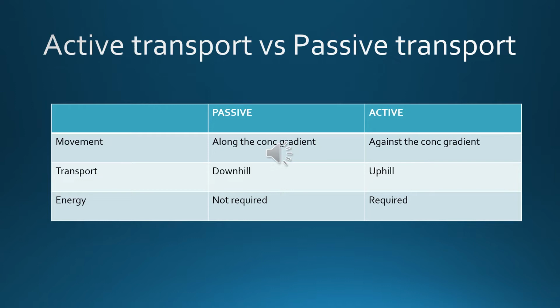If we consider the differences between the passive transport and active transport, the prime difference is in the movement of substances. In passive transport, the movement is along the concentration gradient or down the concentration gradient, whereas in active transport it is against the concentration gradient, and hence the passive transport is known as downhill transport and active transport is known as uphill transport. In passive transport, as the movement is down the concentration gradient, no energy is required, and in active transport, since it is against the concentration gradient, energy is required.